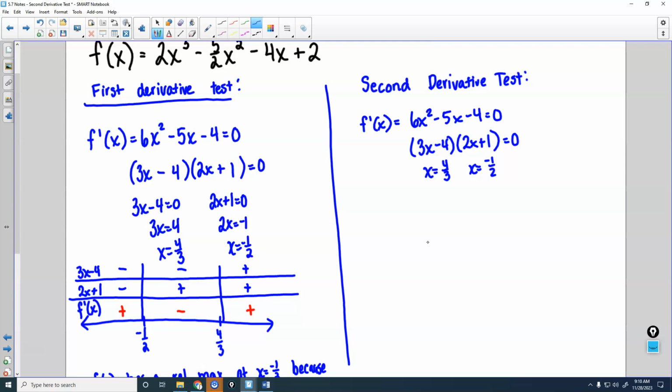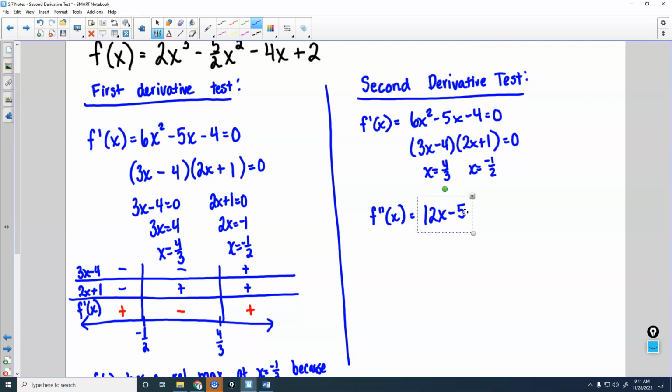So you still have to do this because you have to know that the first derivative equals 0 to use the second derivative test. But now, rather than do a sign line, this is where it starts to be different. We're going to take the second derivative. So we're going to do f double prime of x, which is not bad on this because it's a very simple second derivative. We'll get 12x minus 5. That is your second derivative.